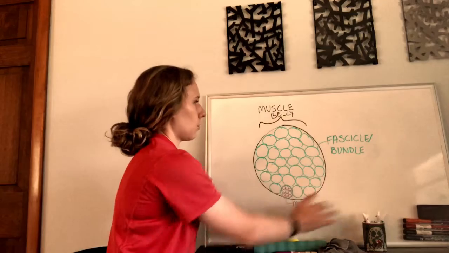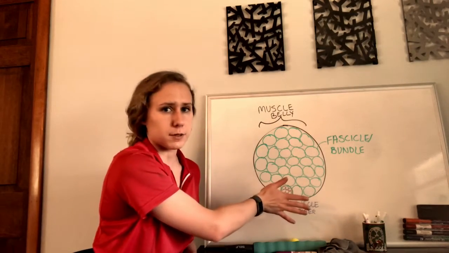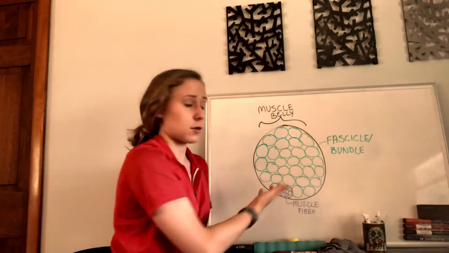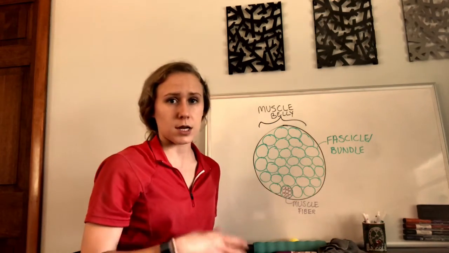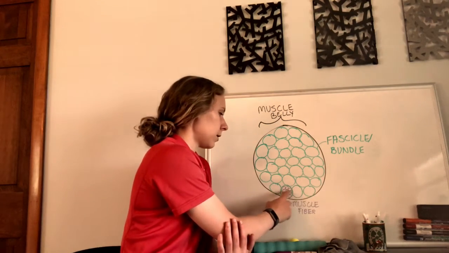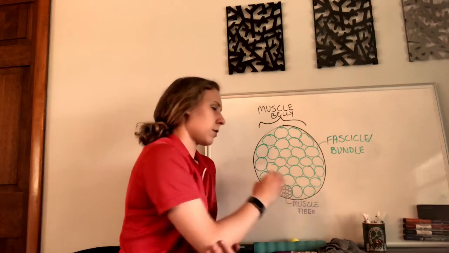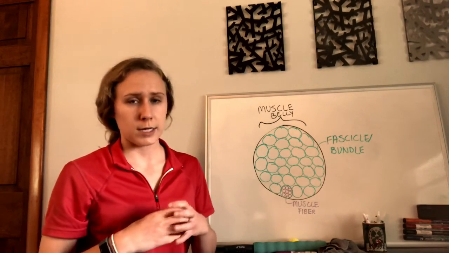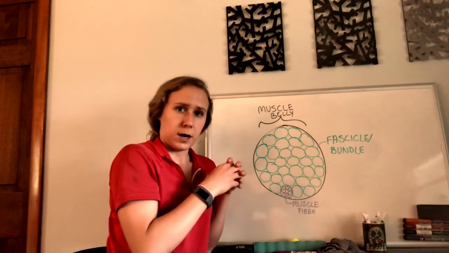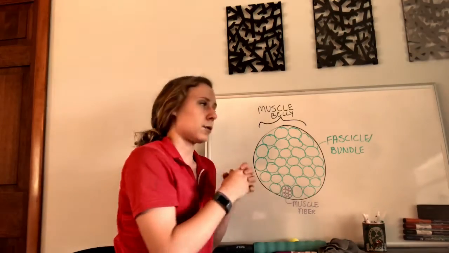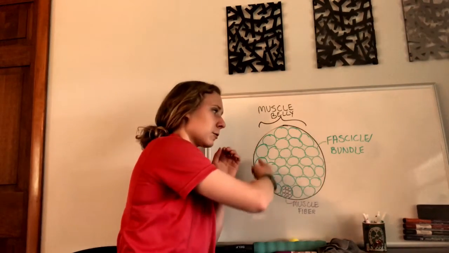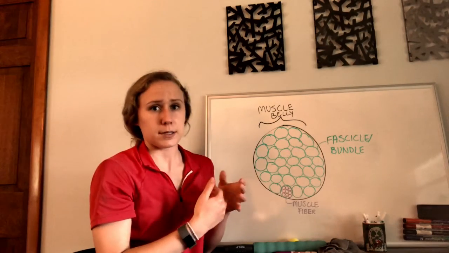So this whole thing is a picture of a cross-section of your muscle belly. And these green circles are what's called fascicles or muscle bundles. And within each fascicle are the actual muscle fibers. So the muscle fibers themselves are surrounded by an outer covering called the endomysium. And then the fascicles that hold the muscle fibers together are surrounded by something called the perimysium. And then what holds all the fascicles together is something called the epimysium.